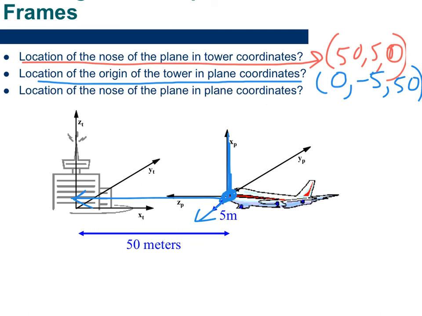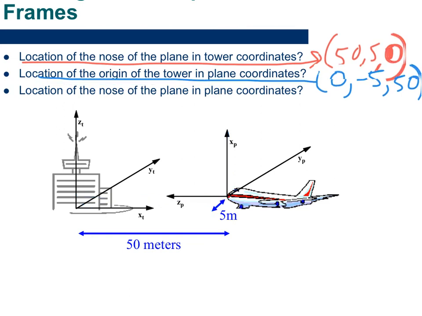And then our last question here: the location of the nose of the plane in plane coordinates. Well, the nose of the plane is located exactly at the origin of the plane, right? So that's just at 0, 0, 0.